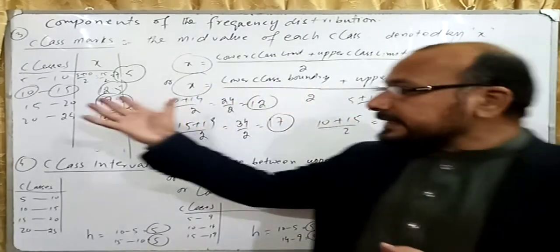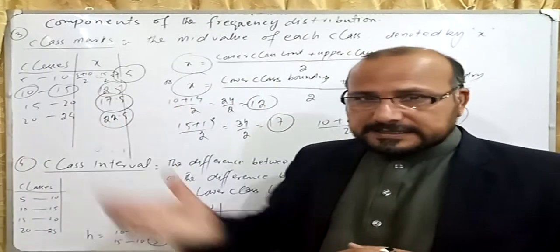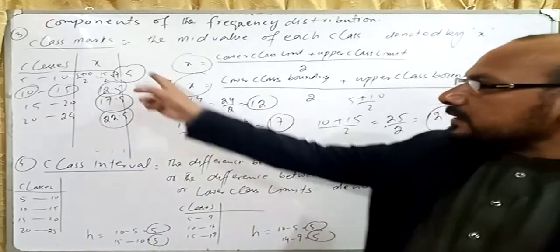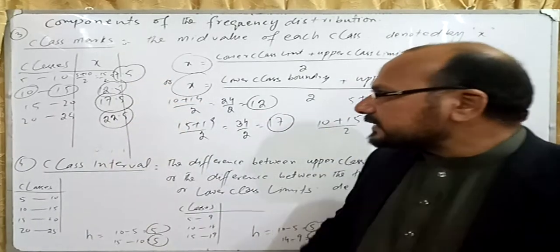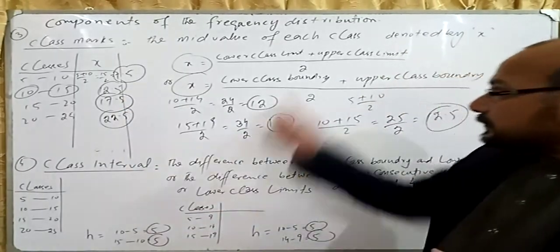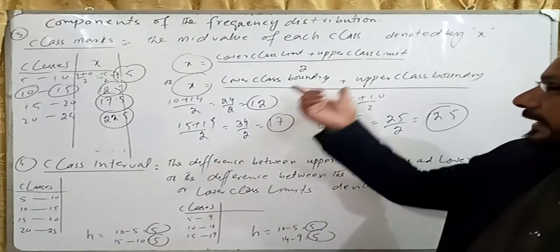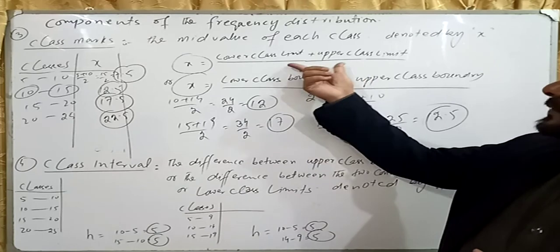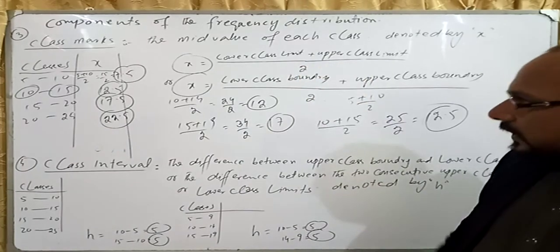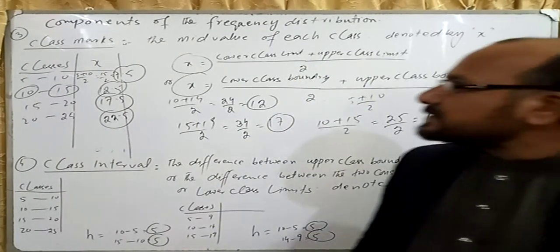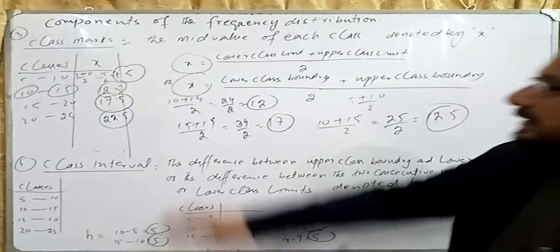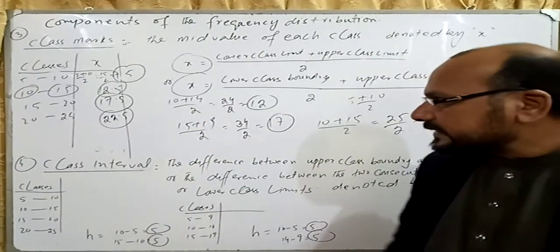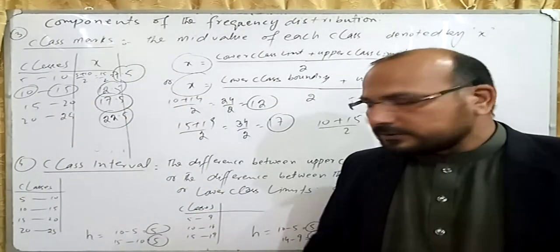If you have the continuous classes, or the discontinuous classes, you can find out the class marks of these classes by using these two formulas. In case of class boundaries, you will use this one formula. In case of class limits, you will use this one formula. So this was about the class marks that you are finding for different purposes in a frequency distribution, and it's very important.